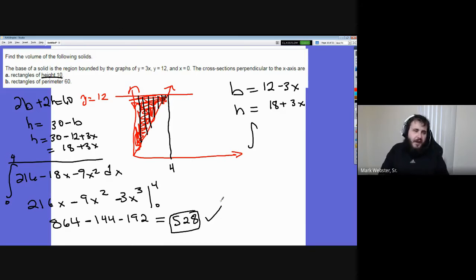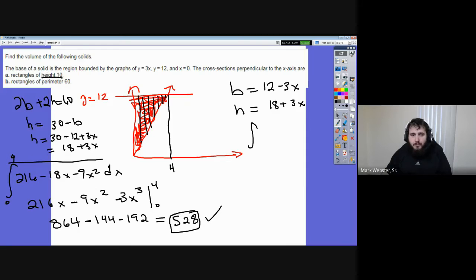So the whole thing here is, can we make it to the integral? Because once we make it to the integral, it's the easy part. It's, can we identify what the base is? Can we identify what the height is? If we can do that, everything else is easy. Everything else is easy. All right, next one.